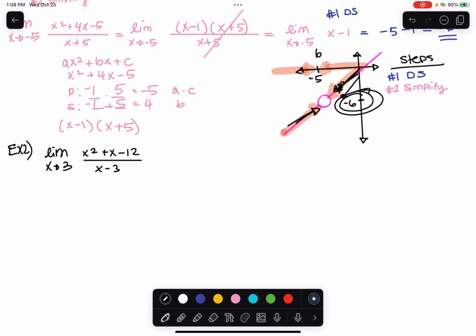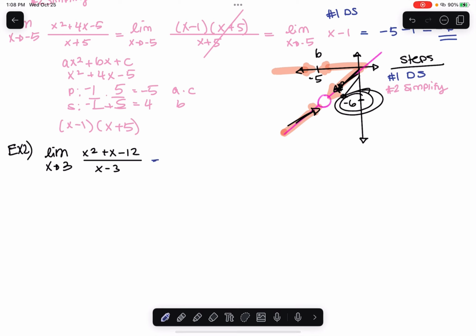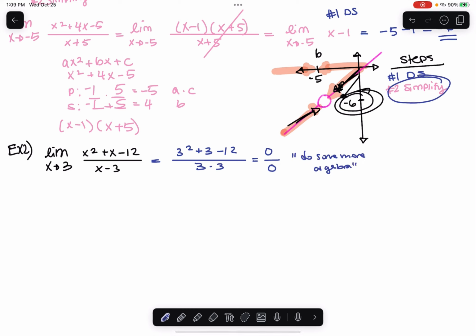Well, again, what's our number one tool? Direct substitution. So let's go ahead and directly substitute our b value, 3, wherever we see an x. At the bottom, we already know 3 minus 3 is 0, and then here this is 9 plus 3 minus 12. This is negative 9, 9, 0. Okay, we got 0 over 0. What does this mean? Do some more algebra, aka go to step number 2, simplify.